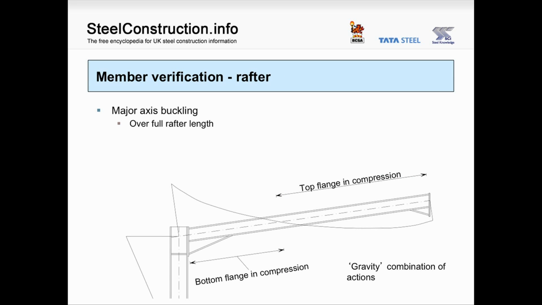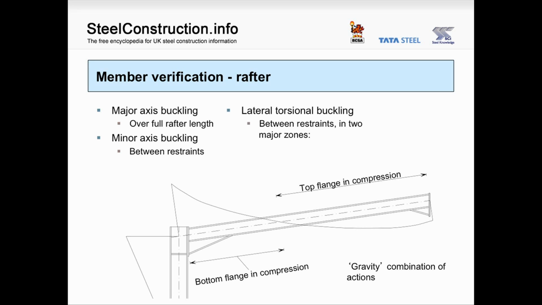As far as the rafter is concerned, again we would need to consider in-plane or major axis flexural buckling, and that will take place over the full length of the rafter. Minor axis buckling will be between the purlin positions. Lateral torsional buckling will be between torsional restraints, and there are two major zones.